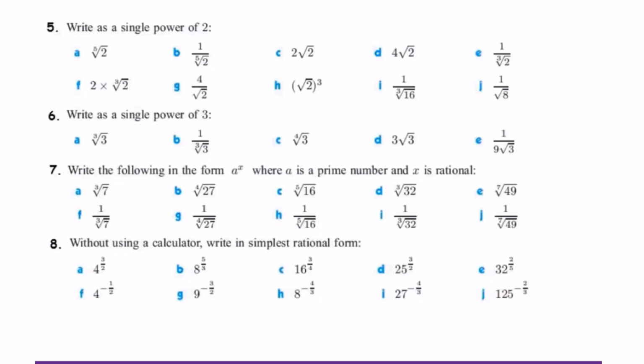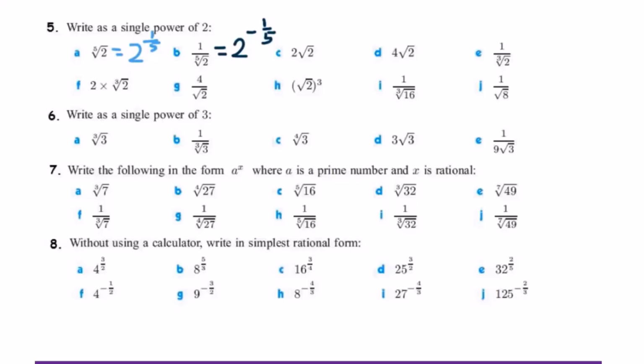For number 5, write as a single power of 2. So for 5th root of 2, that means 2 to the 1 over 5th power. Therefore, 1 over 5th root of 2, that means 2 to the negative 1 over 5th power.